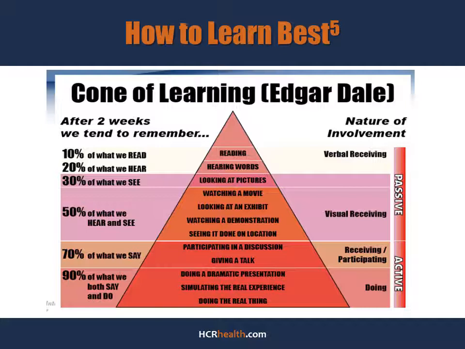The base of the triangle is where we actually move into active involvement in learning. If we provide active discussion or are allowed to express ourselves, we will retain roughly 70% of the information provided. Finally, 90% of information will be retained if we are given the opportunity to say and do. Activities like presenting, simulating, role-playing, or especially doing the real thing will allow the learner to reach that 90% retention rate.